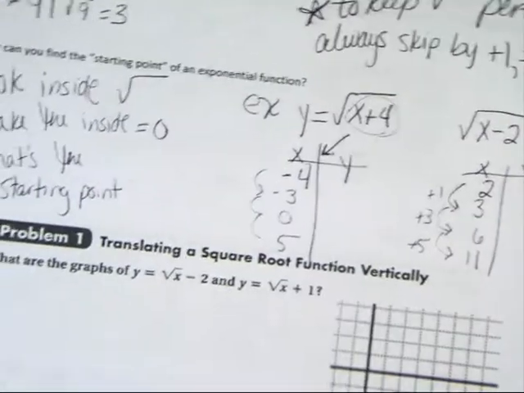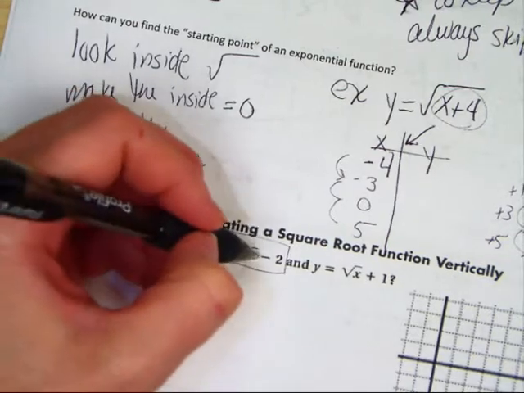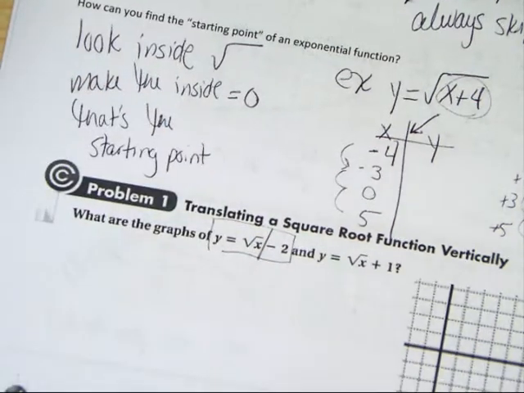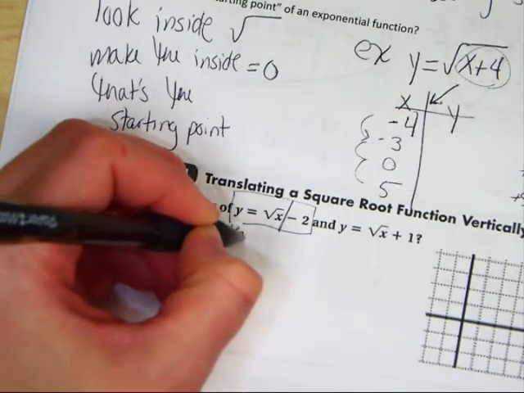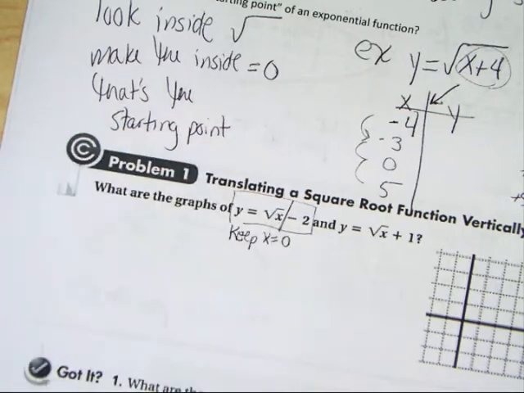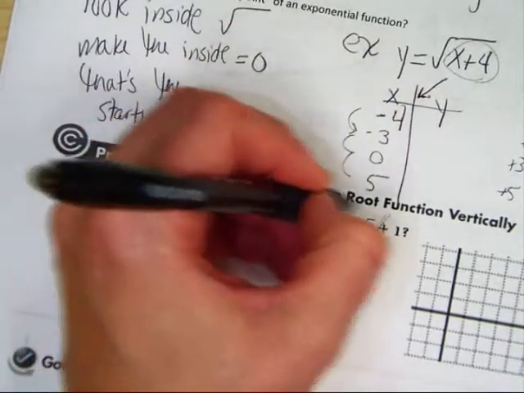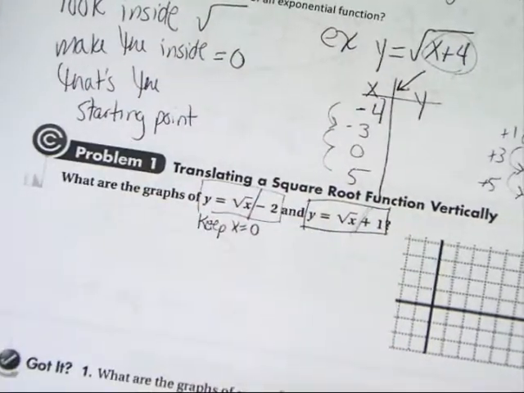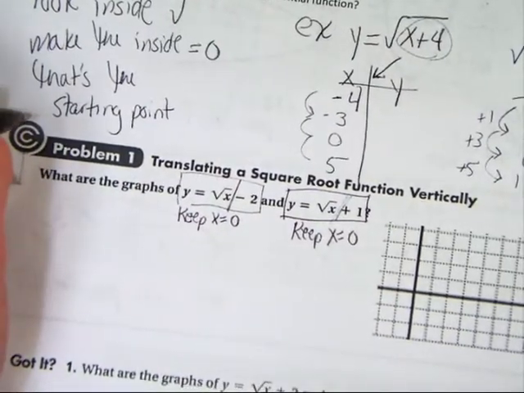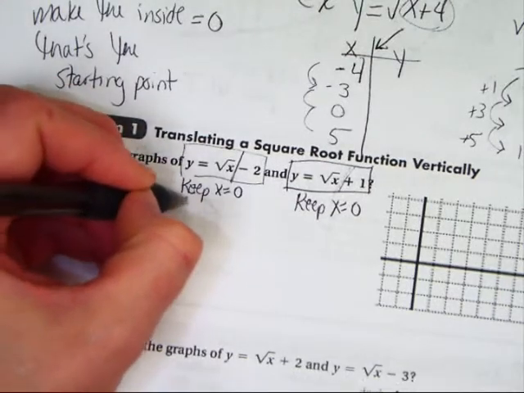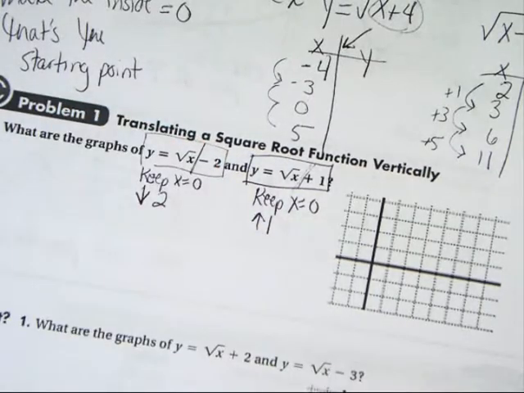Alright, let's take a look at this one. Notice on the first equation, we have the square root of x, and outside of that we have minus 2. So on this one, we're going to keep x equals 0 for the first point. Alright? Now take a look at this one. Can you see how the plus 1's on the outside? That means we're going to keep x, the first one, equal to 0. Now, you should understand that this thing is just going to move down 2 units, and that this one's just going to move up 1 unit.